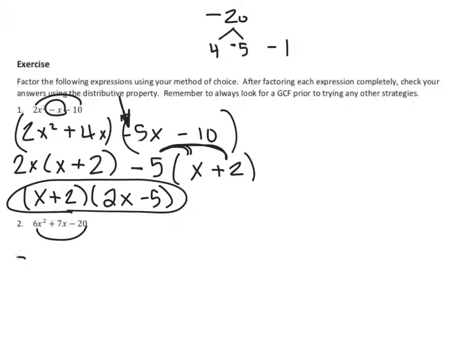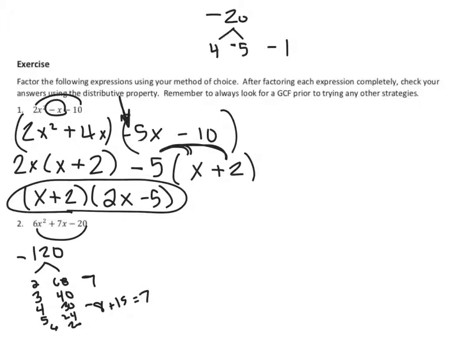First times last is negative 120. We want to multiply two things that give me negative 120, but add to 7. Let's see, 2 times 60, 3 times 40, 4 times 30, 5 times 24, 6 times 20, nope, 7, 8, 8 times 15, there we go. So 8 times 15, if I make it negative 8 times 15, I get negative 120, and if I add those, I get a positive 7.